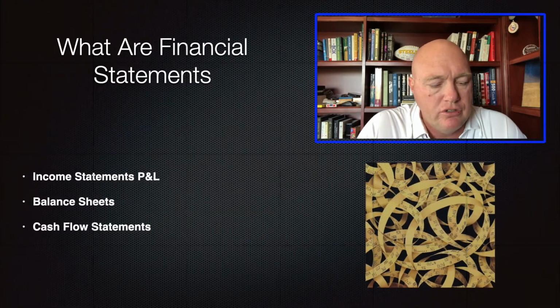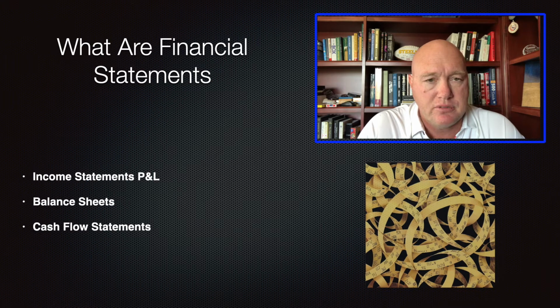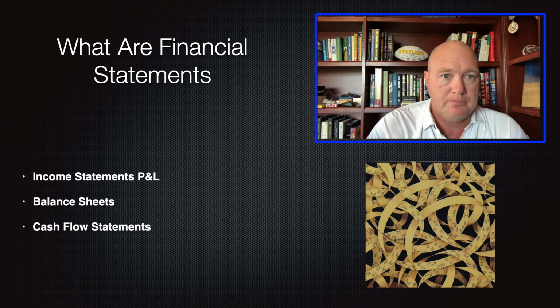As I stated in the previous video, there are 3 primary financial statements that businesses submit. They're mandated to do so. The first one is an income statement, also called a profit and loss. The second one is called a balance sheet. And the third one is called a cash flow statement. The balance sheet we're going to go over today.